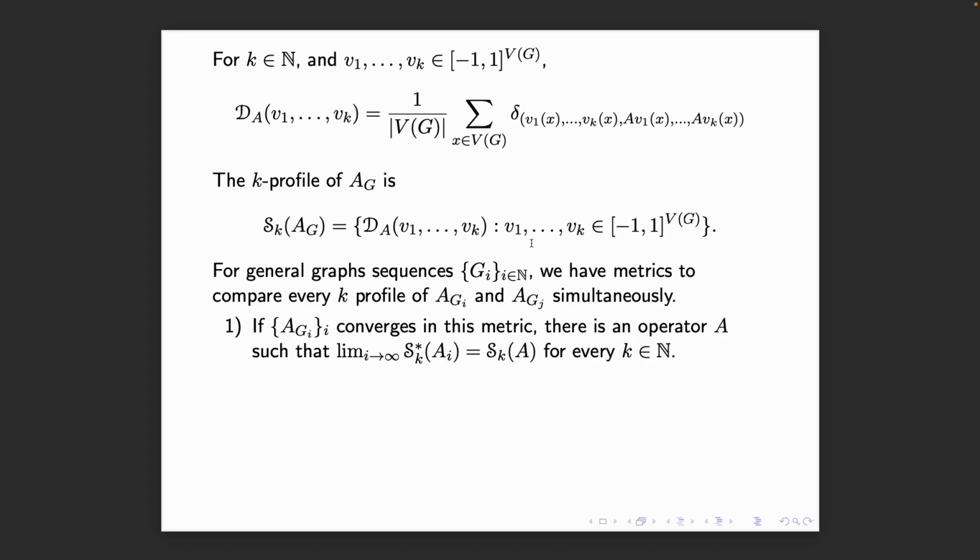So you compare the measures with the Lévy-Prokhorov distance, and then you compare the sets of measures with the Hausdorff distance, and then unfortunately you need to compare every single k profile for every value of k at the same time to get the distance between a matrix A_Gi and A_Gj. However, if the sequence converges in that metric, then there is going to be an operator such that when you look at the limit of the closure, so this star refers to the closure of these k profiles, you're going to get the closure of the limiting operator for every natural number k.